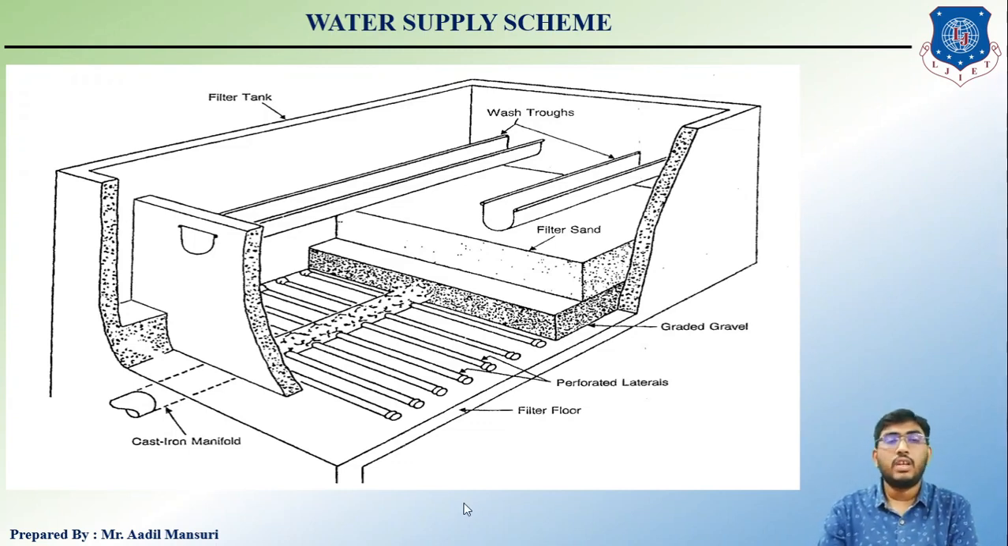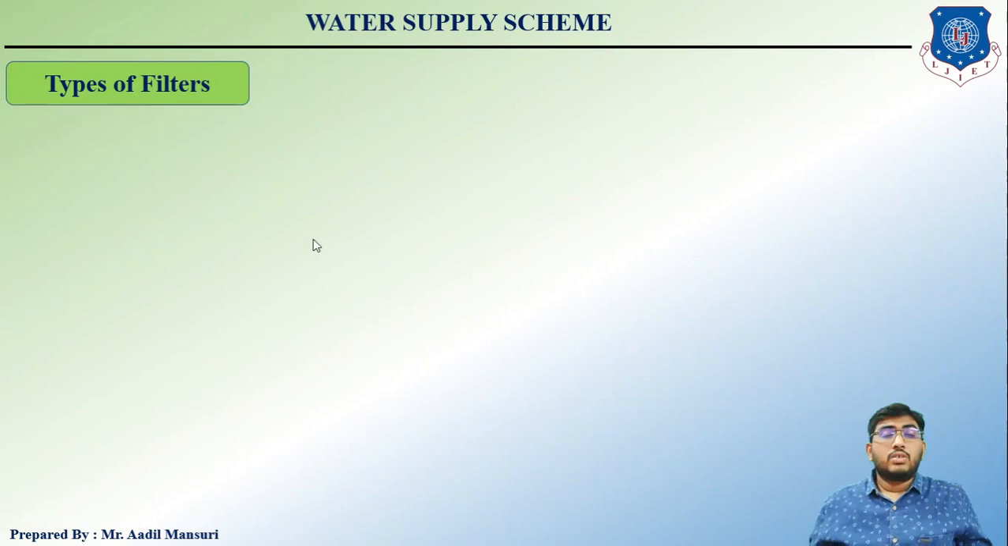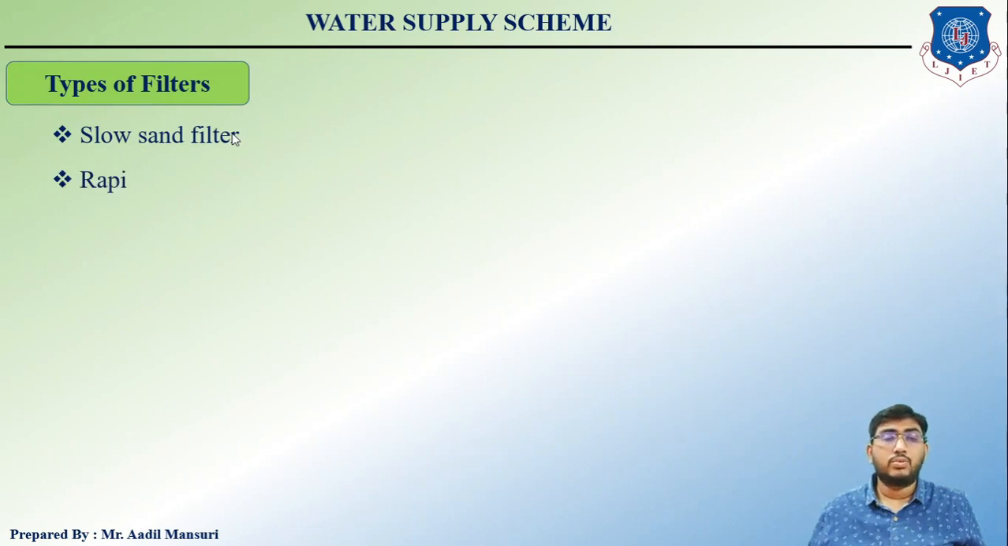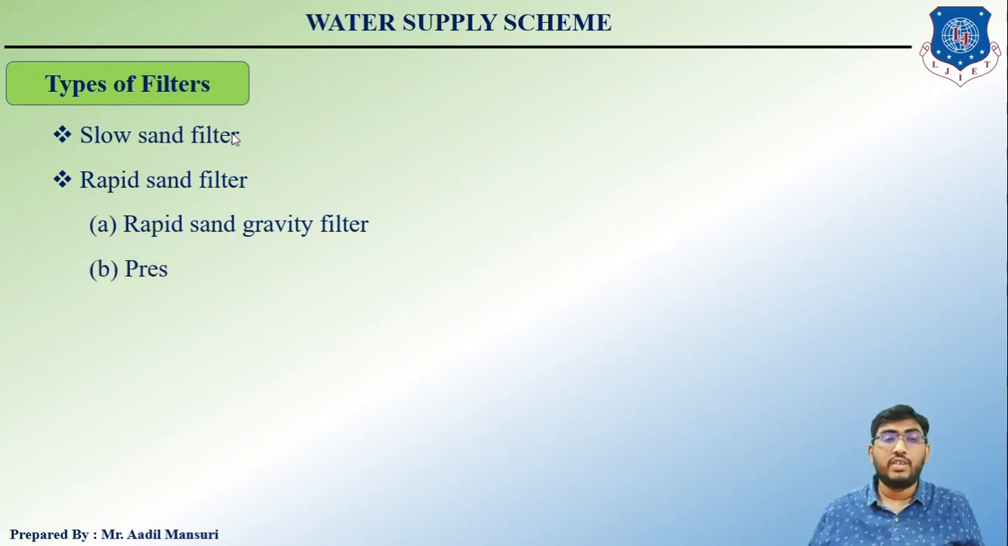Okay, let's move ahead. So let's talk about the types of filters. Basically there are two types of filters. The first one is known as the slow sand filter, and the second one is known as the rapid sand filter. Rapid sand filters are further classified into rapid sand gravity filter and pressure filter. Now the differences between these types of filters lie mainly in four different criteria.